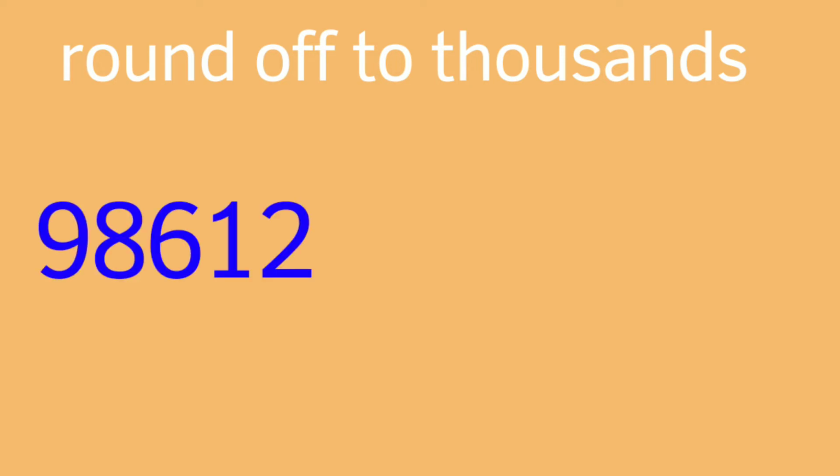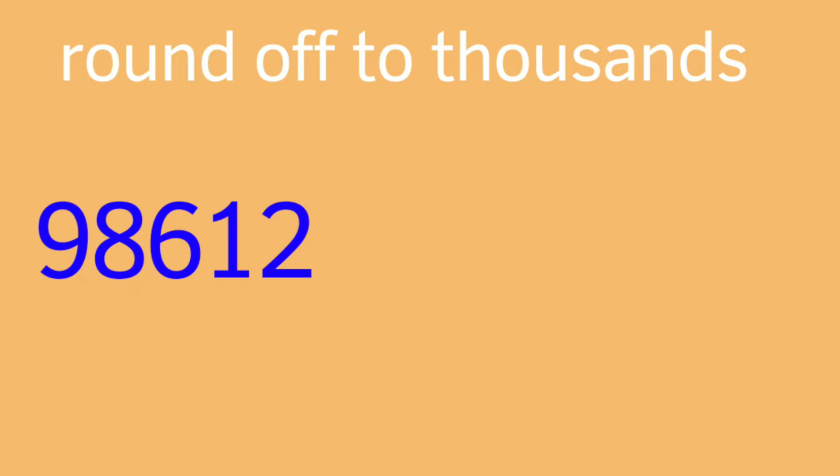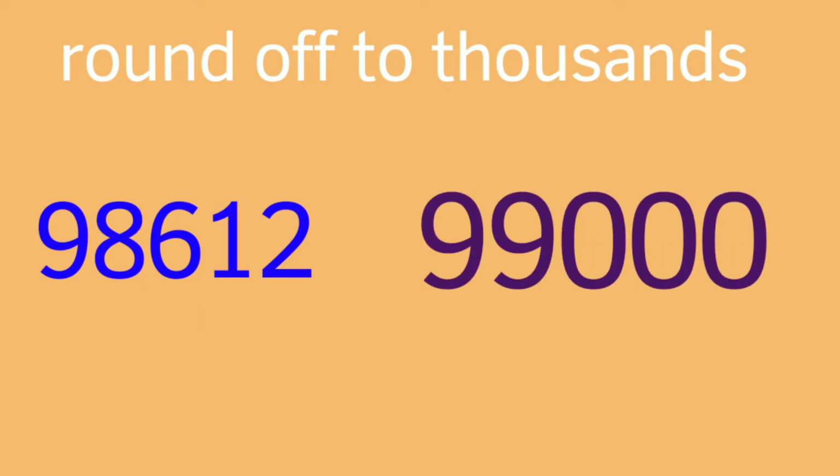Let's go to thousands. Round 98,612 and 102,196 to the nearest thousands. In 98,612, 8 is the thousands digit, 6 is the hundreds digit, 1 is the tens, and 2 is the ones digit. Rule number 1 applies here since 6 is greater than 4. Rounding it to thousands is 99,000.